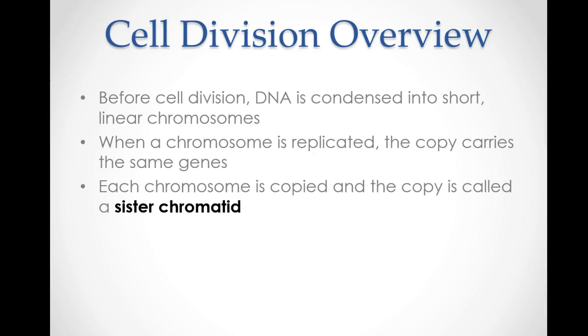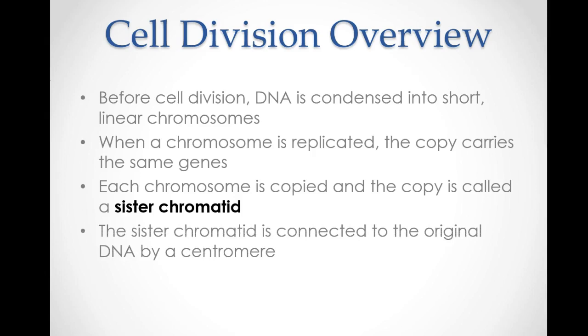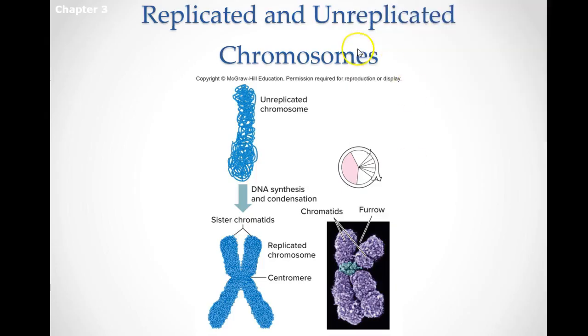So just a little bit of terminology. When we make copies of chromosomes, we refer to them with a new name. So we don't necessarily call them chromosomes anymore. We begin to refer to them as sister chromatids. So the sisters are connected to each other at a point which is called a centromere. So let's take a look at this. So here's our chromatin. This is what's hanging out in your nucleus.